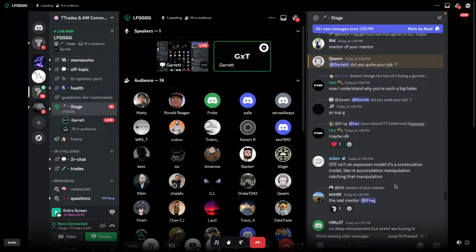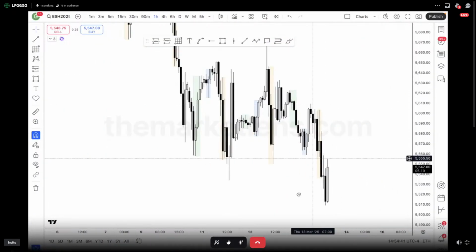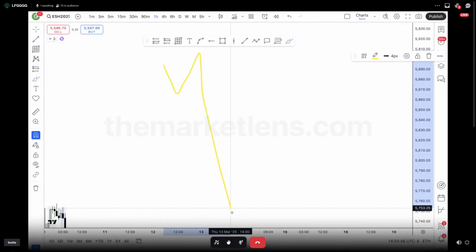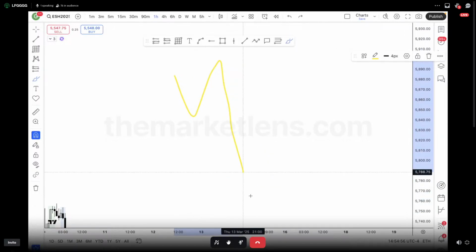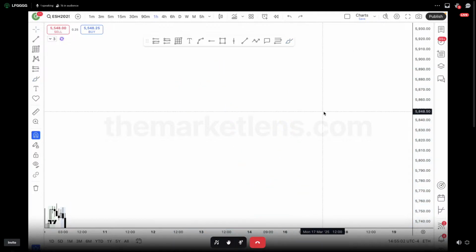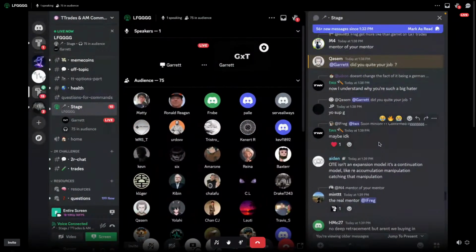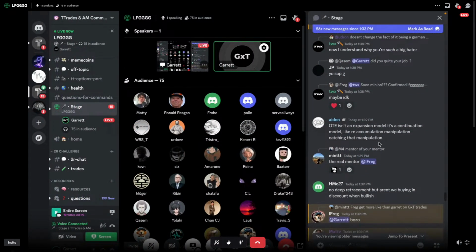OT isn't an expansion model, it's a continuation model. I just don't like that. Even if I'm trying to frame a bearish range or something, I don't want price going all the way up here. That doesn't show heaviness in price. You know what I'm saying? I want to see these discounts get hit. That's more of what I want to see. But these deep runs are not what you want to see, or not what I want to see, at least. I just don't use it.